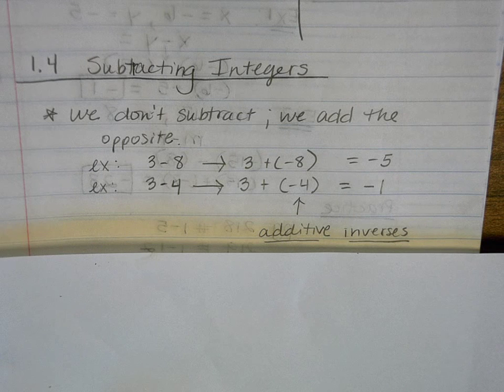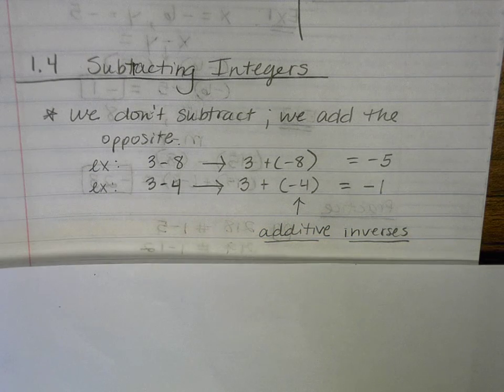We get this from the additive inverses. Remember the other day when we did like -5 plus 5 or -2 plus 2? Okay? We are adding the opposite. Okay? So that's where that comes from.